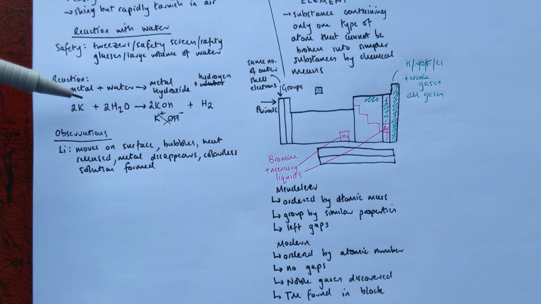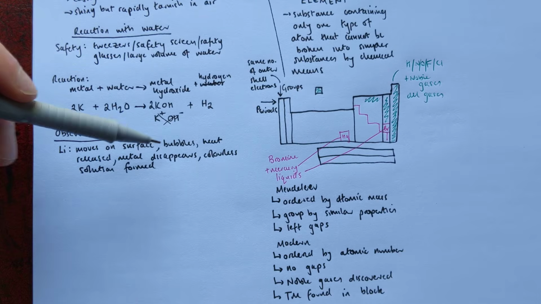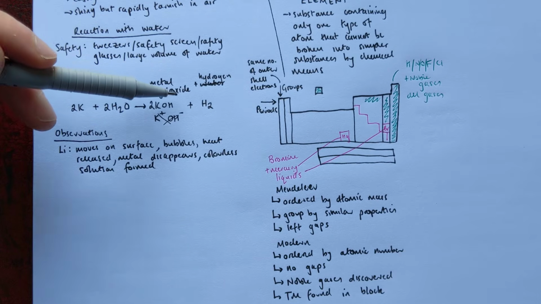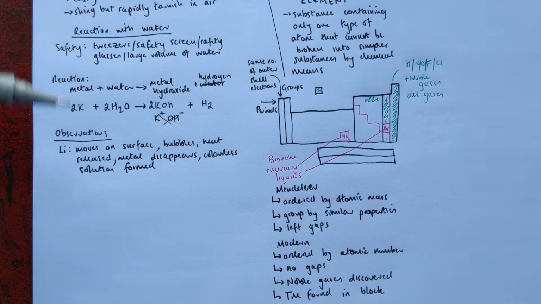The metal eventually will get used up and completely turned into the hydroxide, so it will disappear. And the metal hydroxide is often modeled as a colourless solution. So any of these observations is valid for lithium. Now for sodium, most of these observations will be identical, but because sodium is a little bit more reactive, there's an extra one you need to note down as well.